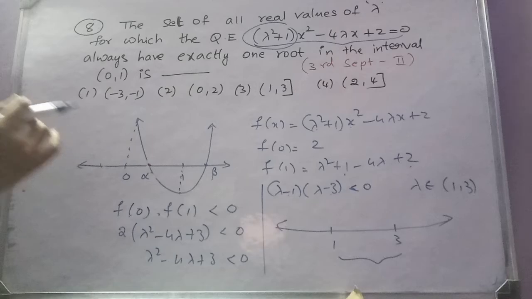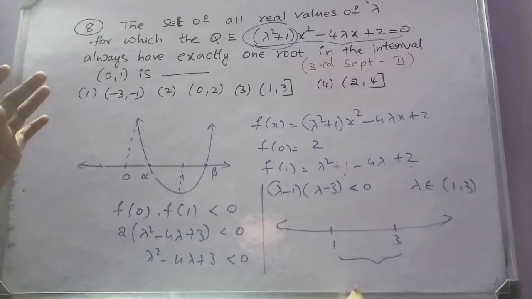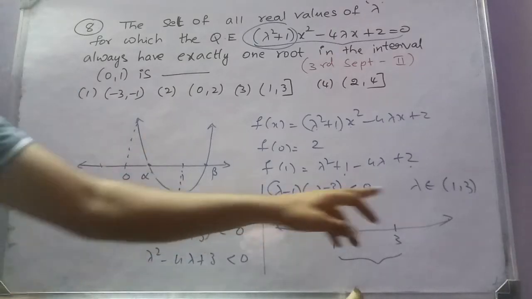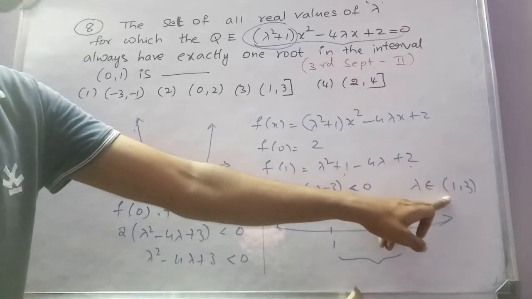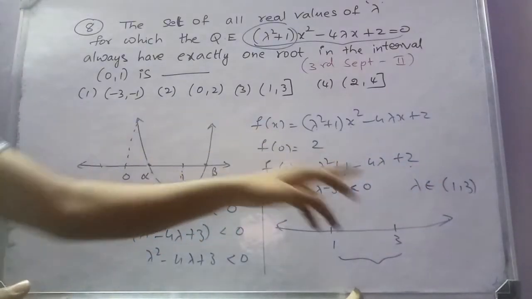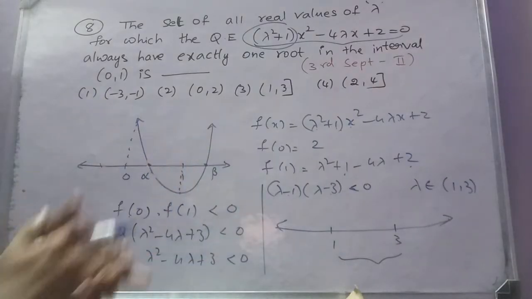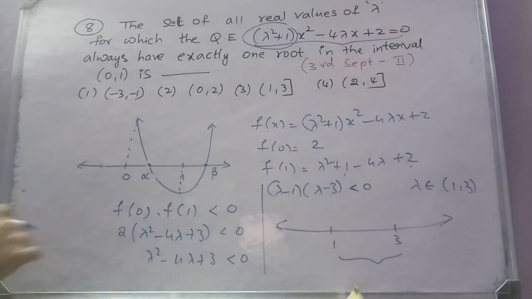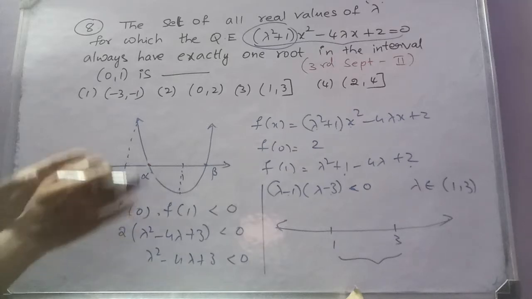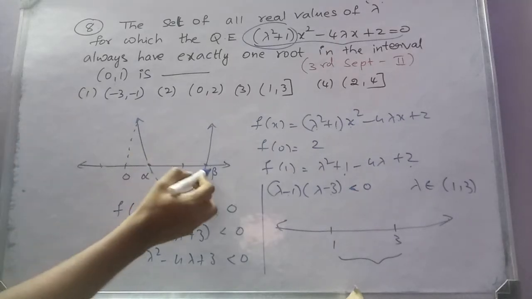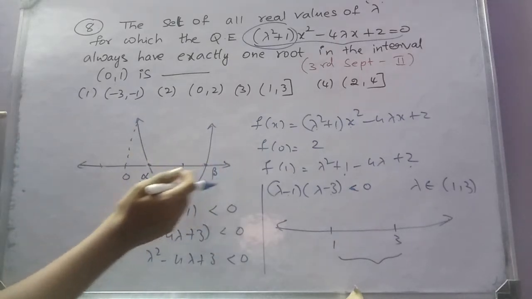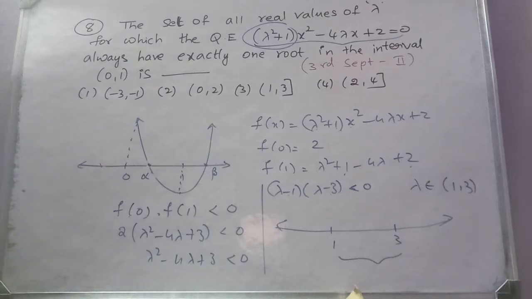And if you look at the options, you will be surprised, because if this is the exact answer, we don't have that option. Even though (1, 3) is a subset of the third option, we are not getting the exact option. Why? Once again, come to our figure. Do you think this is the only possibility? Do you think that beta is always greater than 1 or beta is always less than 0?